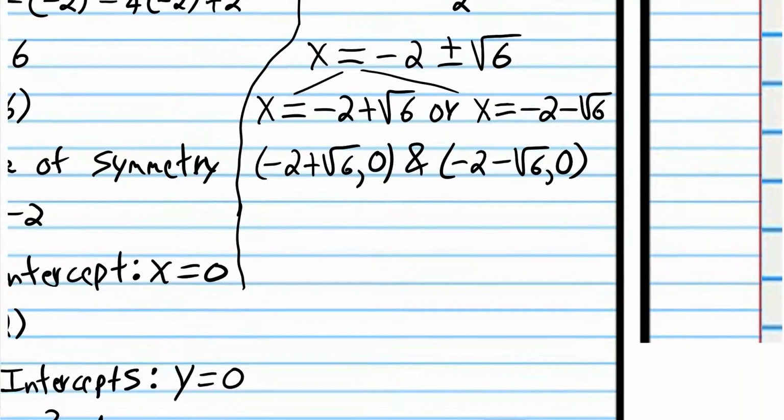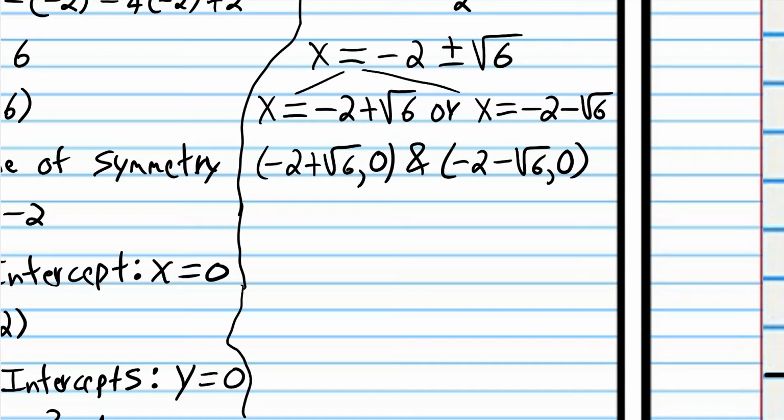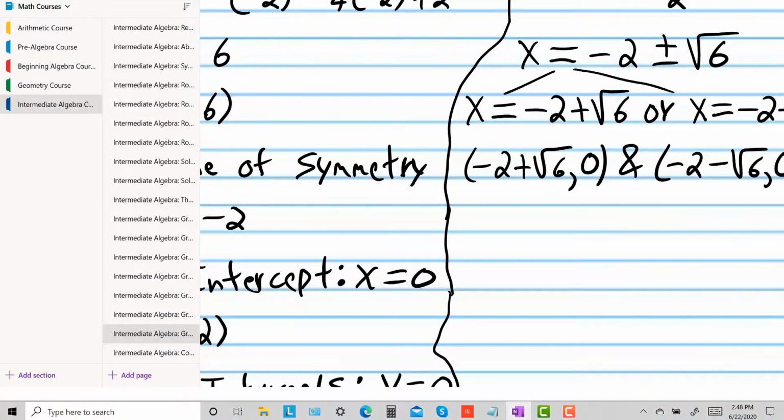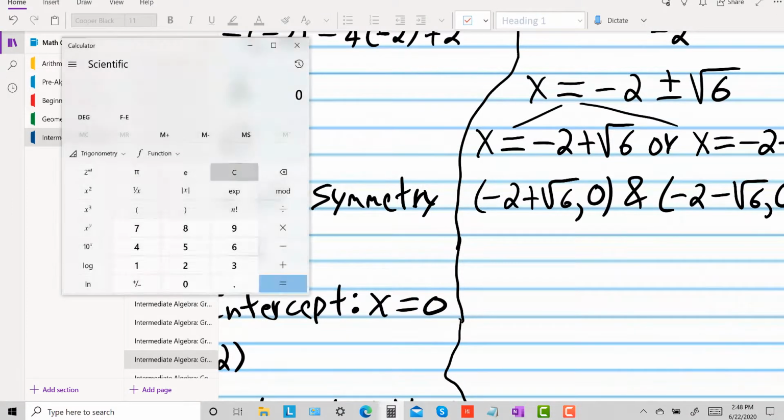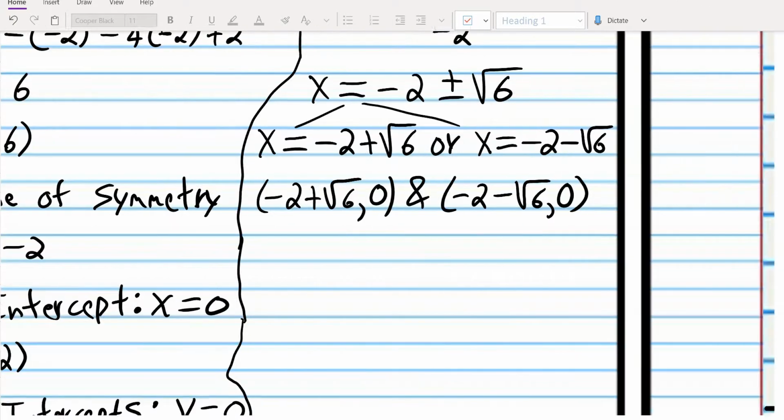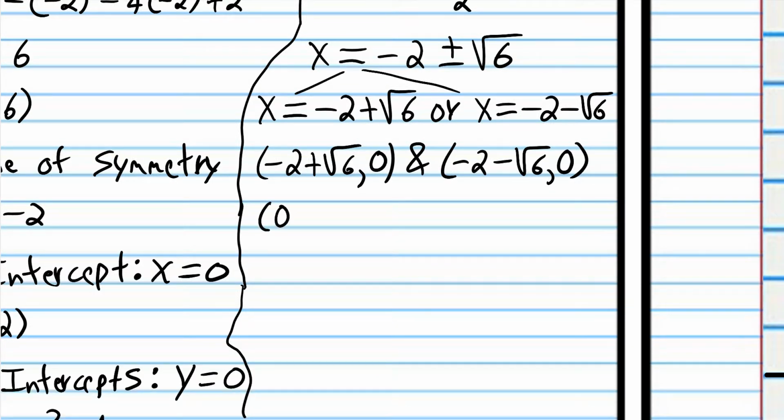But that doesn't really do much for us when it comes to the graph, does it? So we have to get out our calculator. I'm going to type in 6 and then push the square root button, and then plus 2, and I'm going to change the 2 to a negative, and then equals 0.44. Or maybe we can just round off to 0.45. So 0.45. So that'll help us graph.